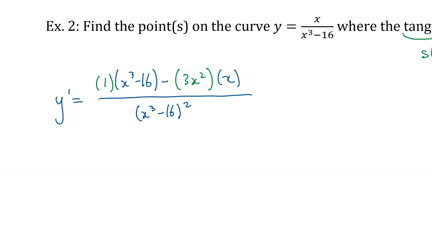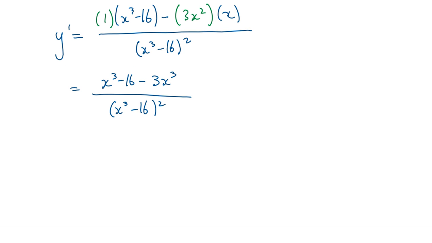Now, because we're doing something with this derivative, this is a place where it's worthwhile to simplify that top. So this works out to, that's obviously just x cubed minus 16 minus 3x cubed, so I got negative 2x cubed minus 16 over x cubed minus 16 squared. Now what?